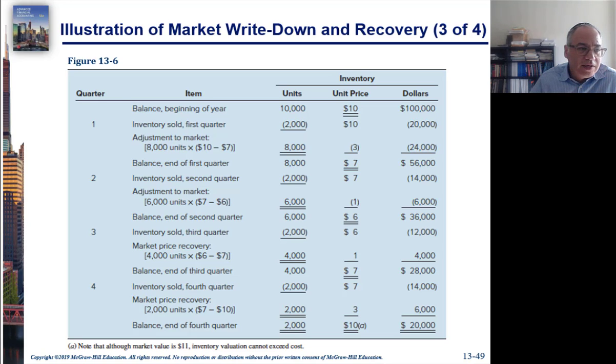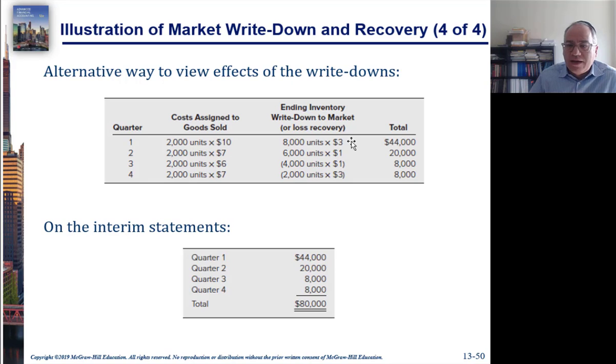So another way to look at this is we've got these write-downs to market. On the interim statements, what you're going to have is a combination of the cost assigned to the cost of goods sold, plus the write-down. So both of these are going to hit the income statement. But here, when the value starts going up, you not only have 2,000 units at $6, but as the value starts going back up again, you can take these back into income by offsetting them against cost of goods sold.